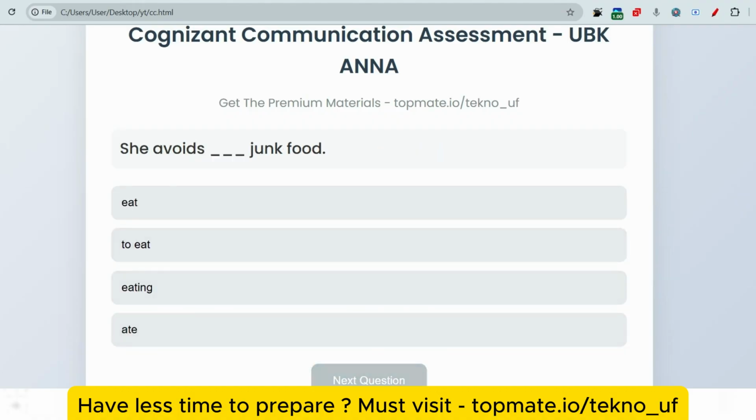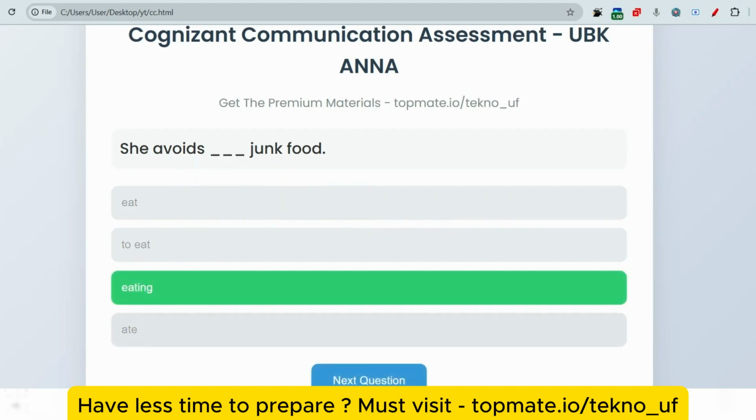She avoids dash junk food. She avoids eat junk food, to eat junk food, eating or eat. What should be the correct answer? Okay, let me give the answer. That is eating. Why? Because avoids will use a gerund, that is verb plus ing. She avoids dash, that is eat plus ing, eating. Okay, I hope you understood. So let me go to the next question.